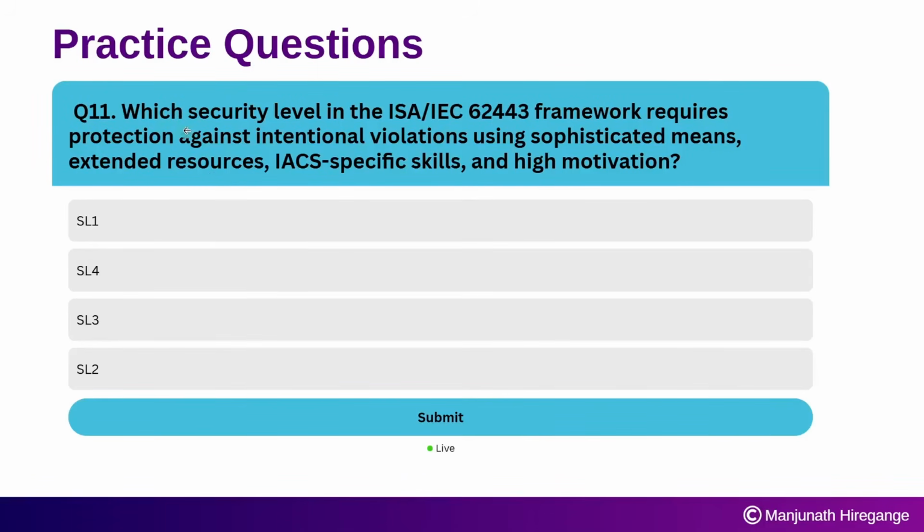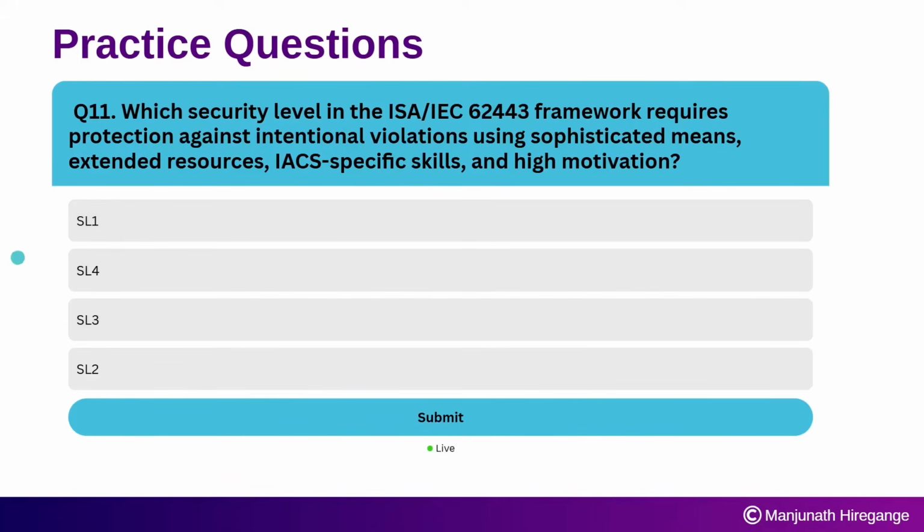Question number 11. Which security level in the 62443 standard or framework requires protection against intentional violations using sophisticated means, extended resources, IACS specific skill, and high motivation? SL1, SL4, SL3, SL2. So security level 1, 4, 3, 2.